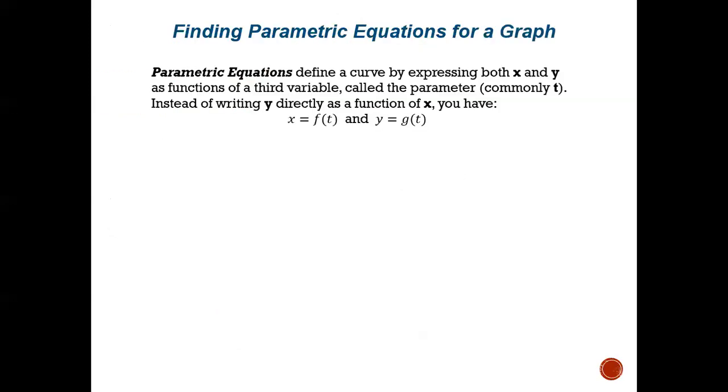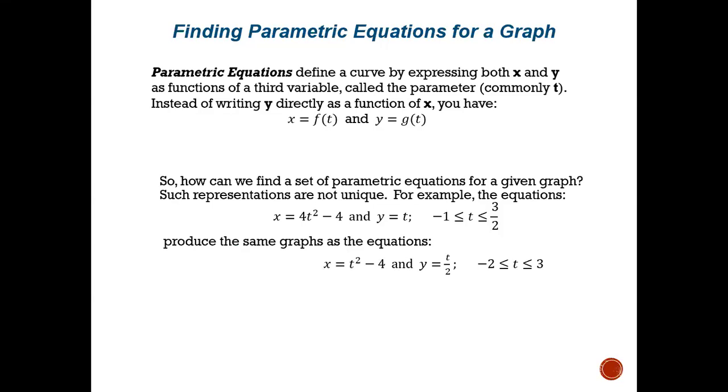All right. So let's move on to finding parametric equations for a graph. Let me just read what you see here. Parametric equations define a curve by expressing both x and y as functions of a third variable called the parameter, commonly t. Instead of writing y directly as a function of x, we have this. So this is what you're familiar with: x is equal to f of t, and y is equal to g of t.